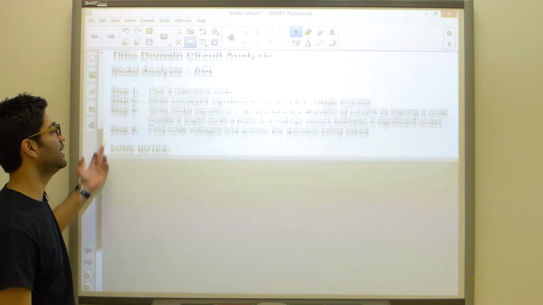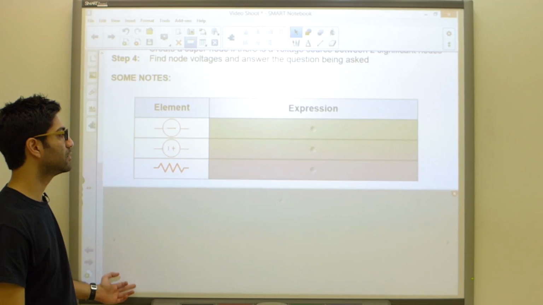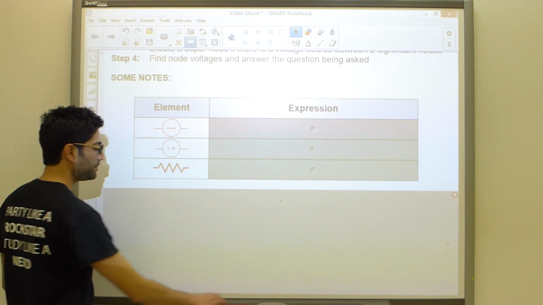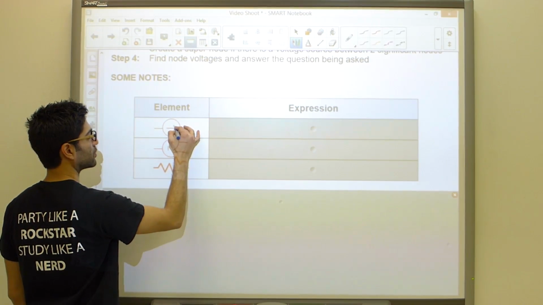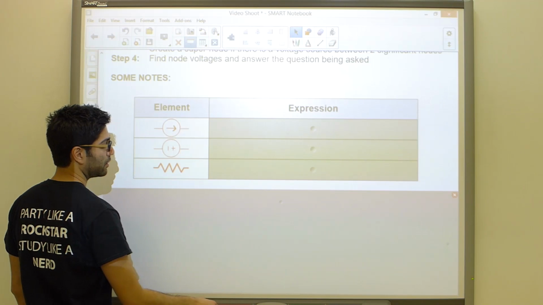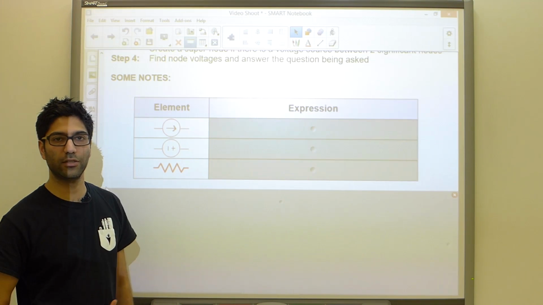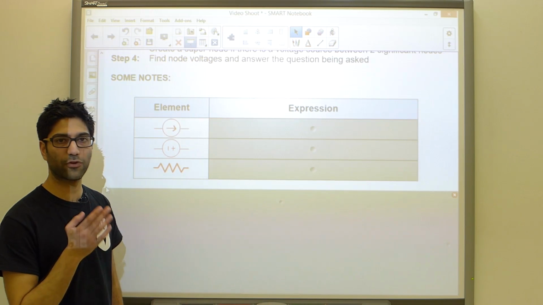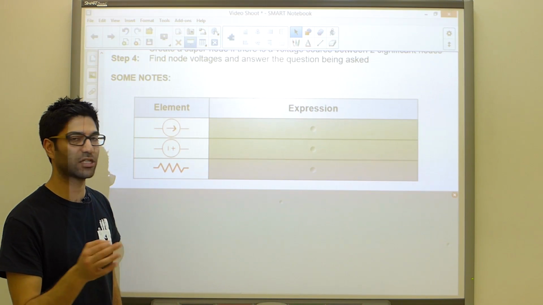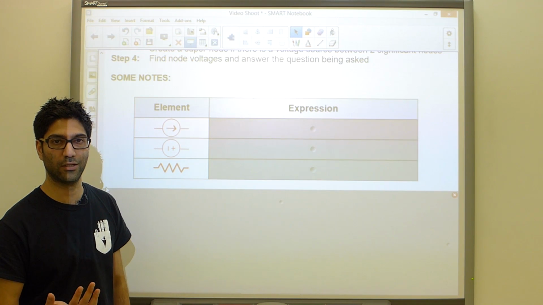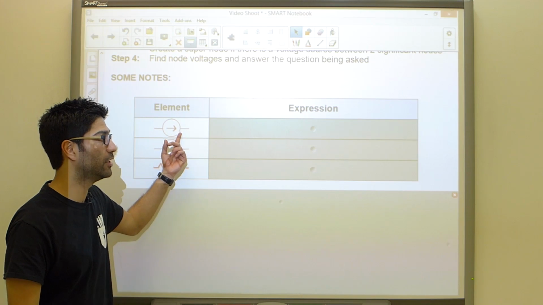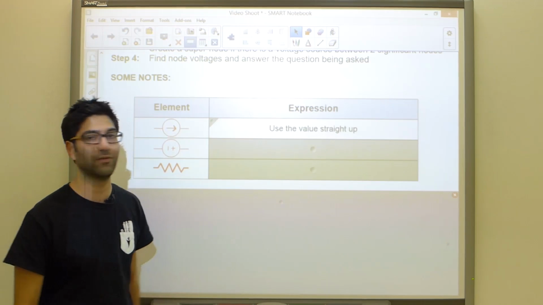If you are given a current source, and you want to write out its expression in your nodal equation, understand nodal stands for KCL, Kirchhoff's current law. You're adding up currents. Now, if you're adding up currents and they're giving you the current, there's not much to do. You use the value straight up.